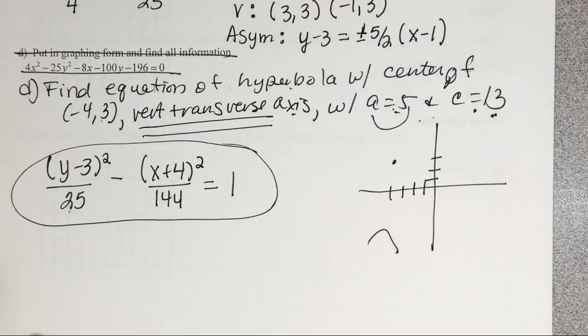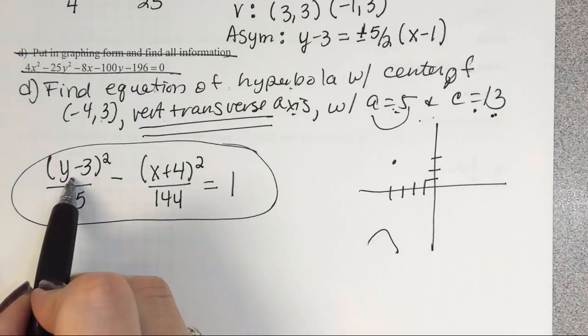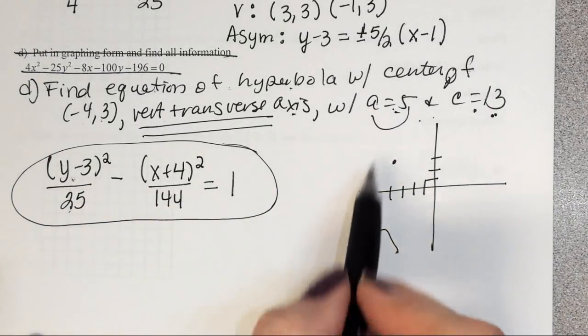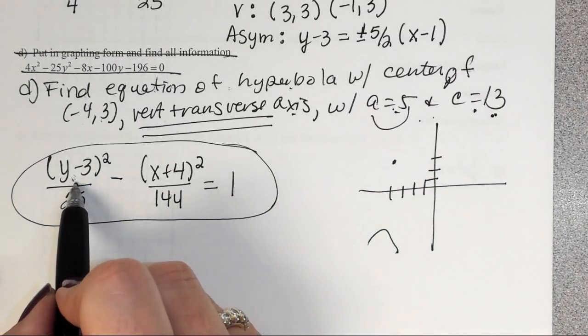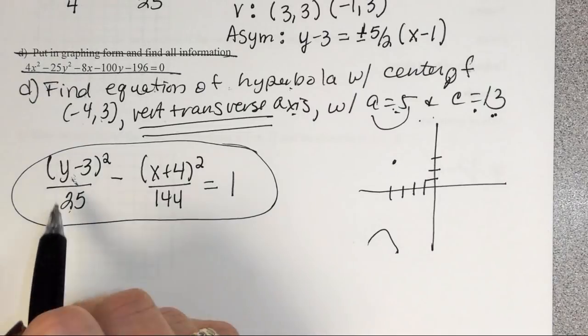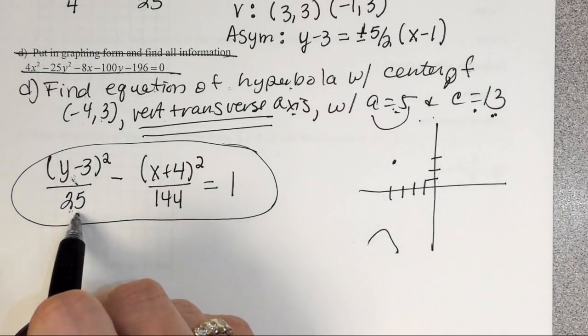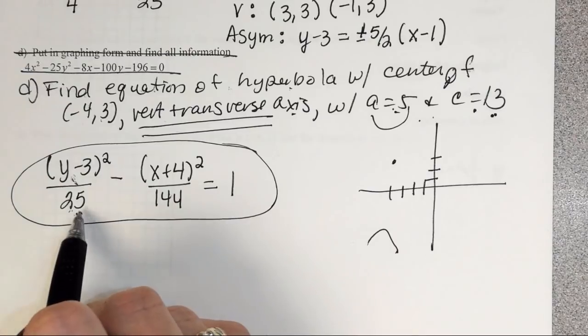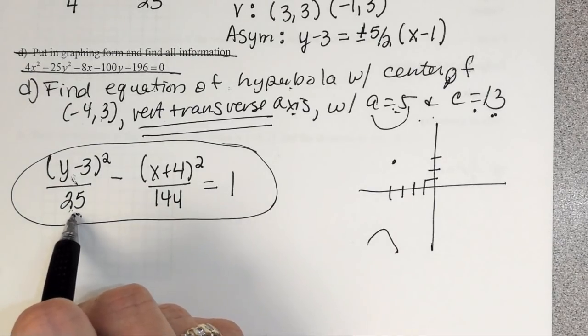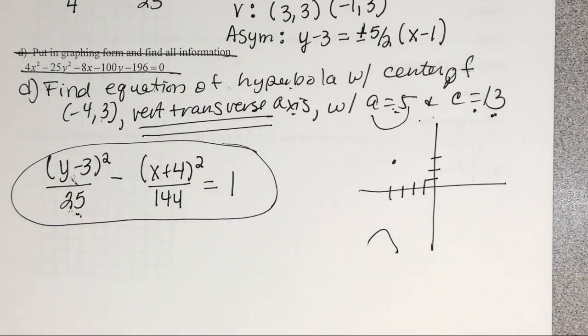What questions do you have on that one? See how tricky that was, though, right here? Because it had that vertical transverse axis, Y had to come first instead of X. A always is here. It's not what's larger. It's just whatever A is. Has to come there. Any questions?